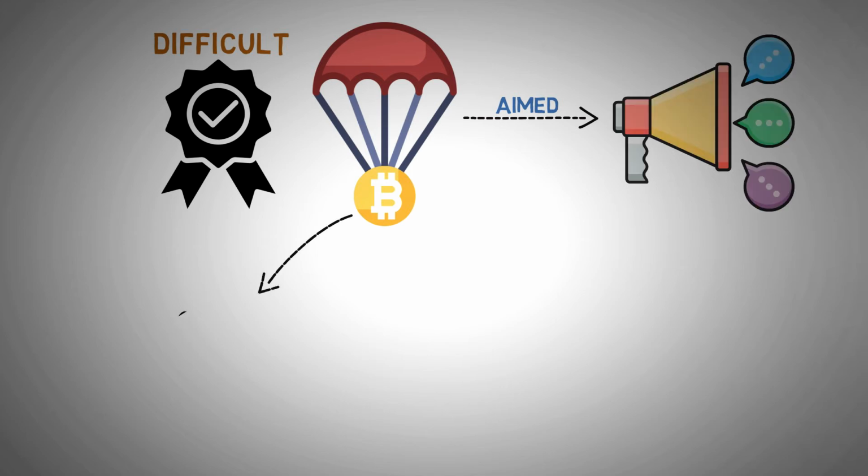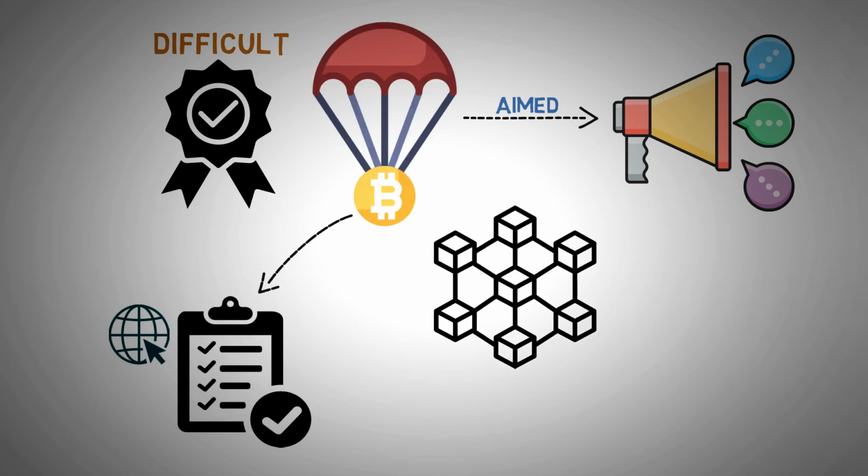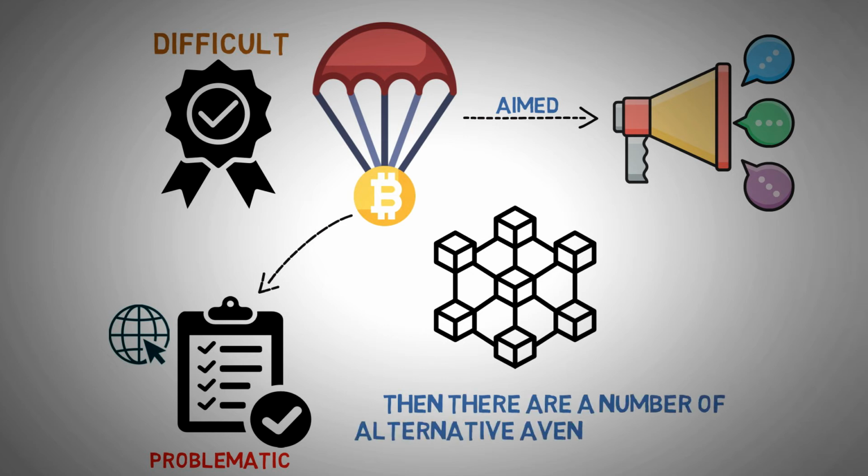Each airdrop has its own set of eligibility criteria. However, most of them can be found online. When an airdrop is based on a blockchain snapshot, qualifying might be problematic. Then, there are a number of alternative avenues to pursue.